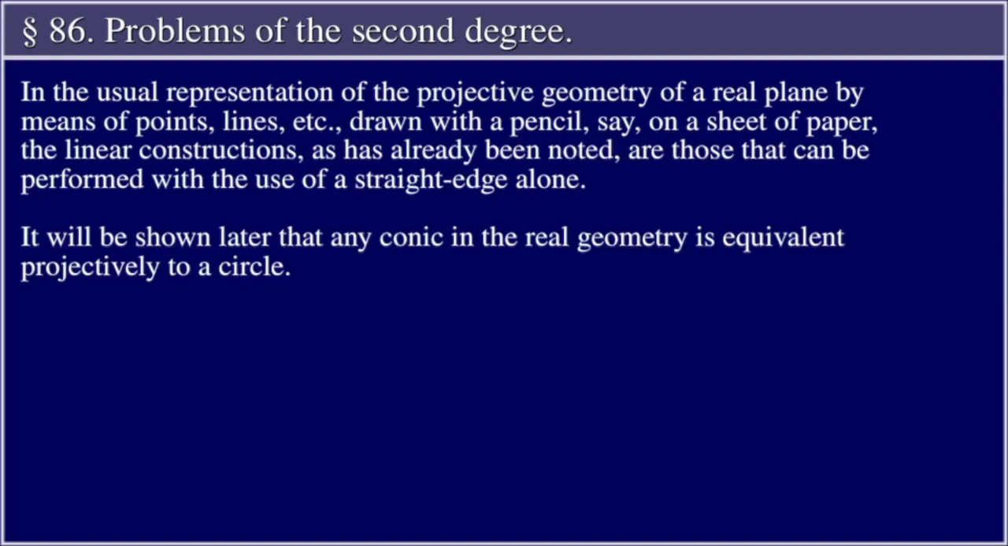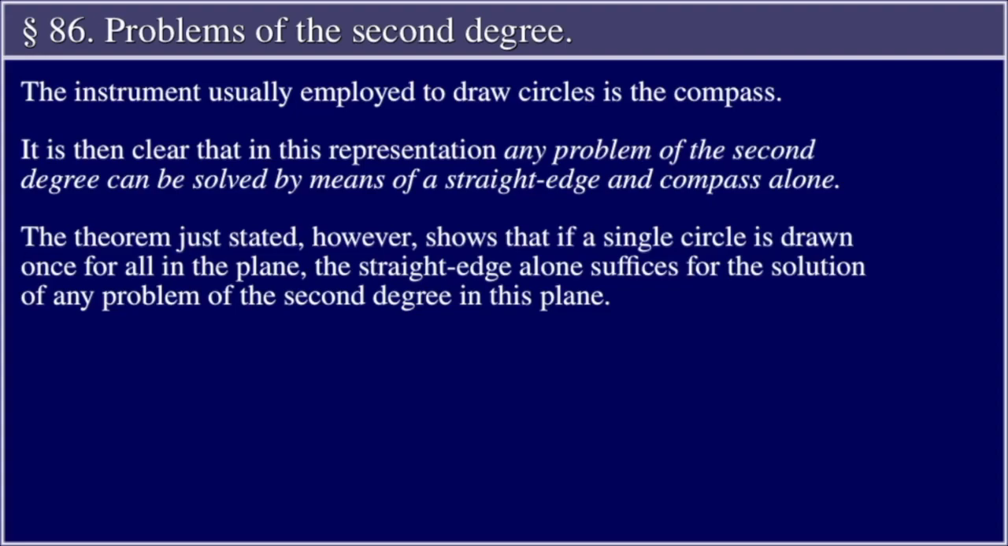In the usual representation of the projective geometry of a real plane by means of points, lines, etc., drawn with a pencil, say, on a sheet of paper, the linear constructions, as has already been noted, are those that can be performed with the use of a straight edge alone. It will be shown later that any conic in the real geometry is equivalent projectively to a circle. The instrument usually employed to draw circles is a compass. It is then clear that in this representation, any problem of the second degree can be solved by means of a straight edge and compass alone.